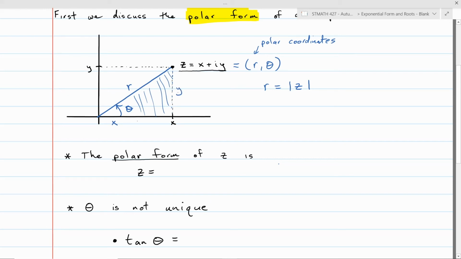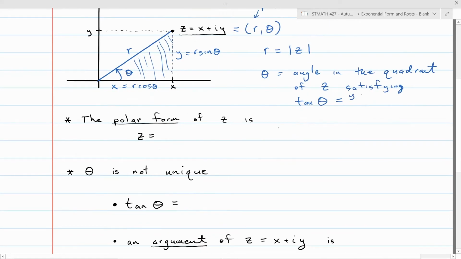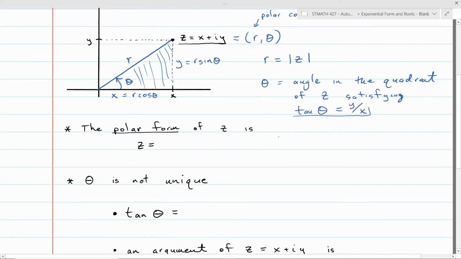But through a little trigonometry, cosine of theta is equal to x over r. So I can solve that for x, and I get x equals r cosine theta. Similarly, y is equal to r sine theta. And that theta is determined by two things, really. Let's say theta is the angle in the quadrant of z, satisfying tangent of theta equals y over x, right?